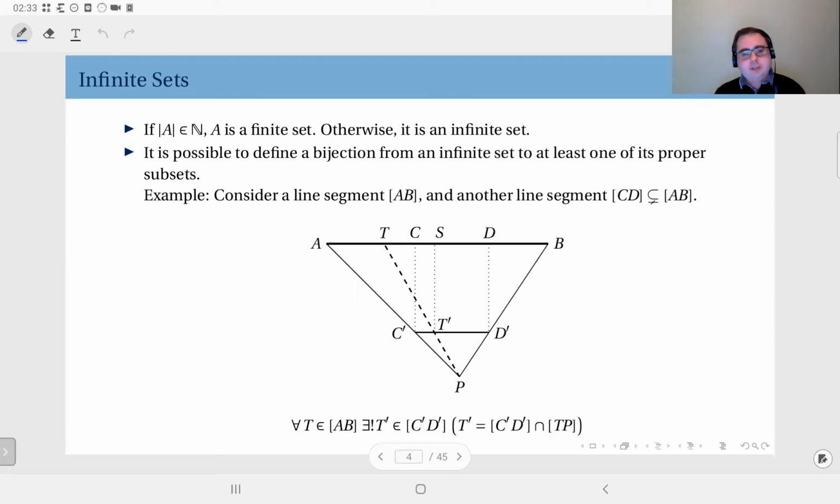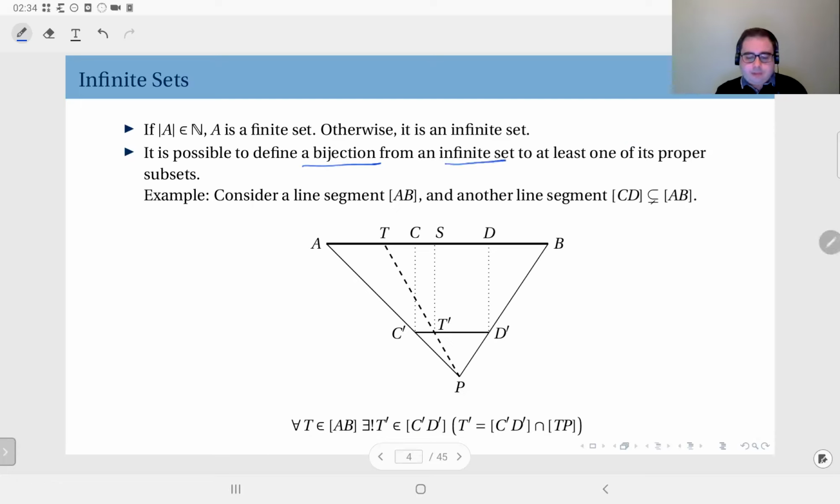But you see, infinite sets, in terms of cardinality and many other things, have peculiar properties. And one of them is the following. It is possible to define a bijection from an infinite set to at least one of its proper subsets. Now let's understand what this is saying.